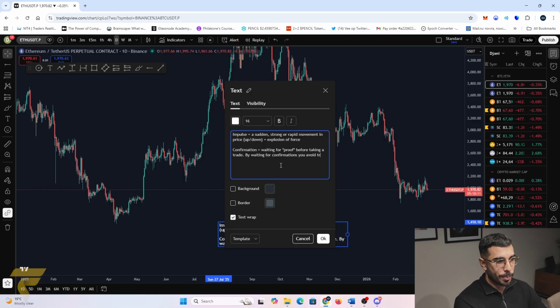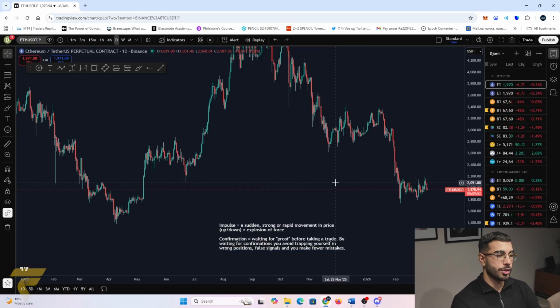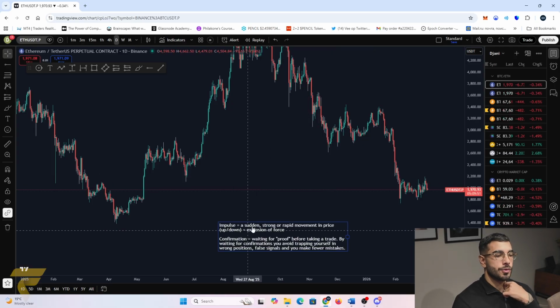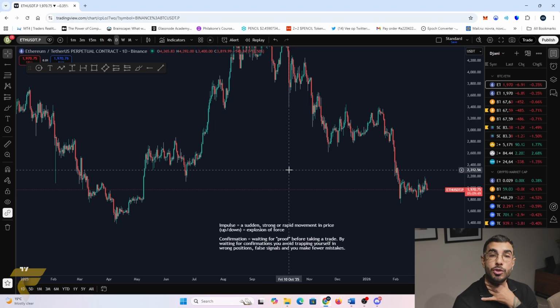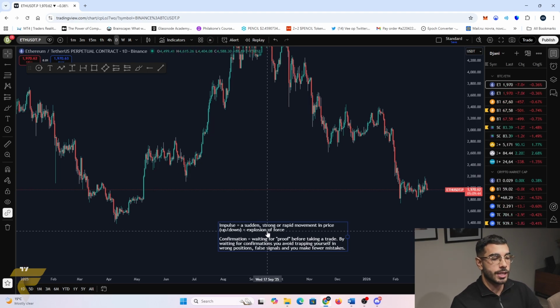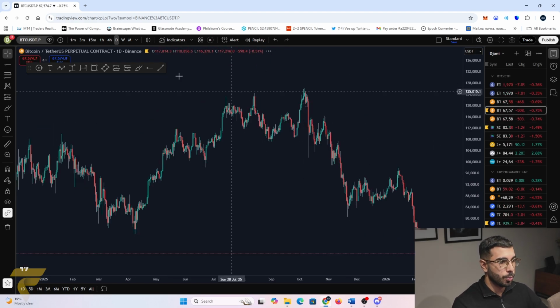you avoid trapping yourself in wrong positions, false signals, and you make fewer mistakes. Okay, this is very important. So this is a clear difference between an impulse versus a confirmation. But then again, how do we take a so-called confirmation setup? So let's just kickstart it with Bitcoin.